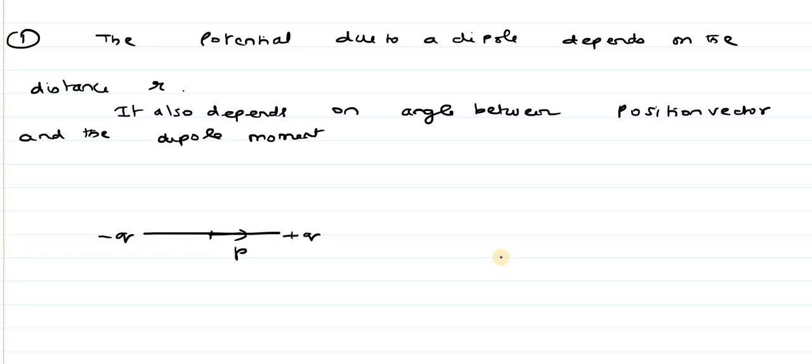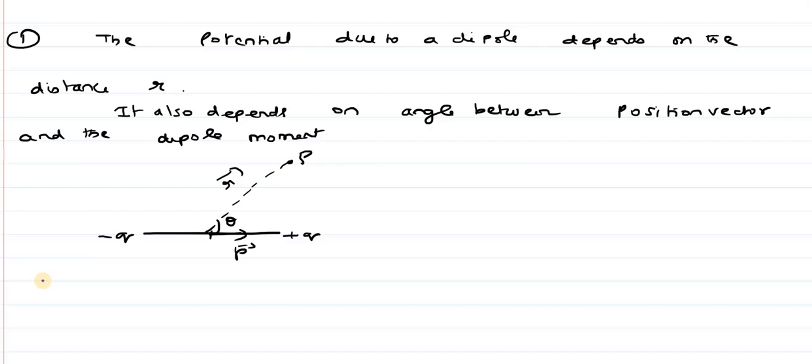So this is the dipole moment. Here is the point. What is the angle this position vector makes with the dipole moment vector? That angle matters. The potential due to a dipole depends on this angle, between the position vector of the point P, for which we are determining the potential, and the dipole moment.